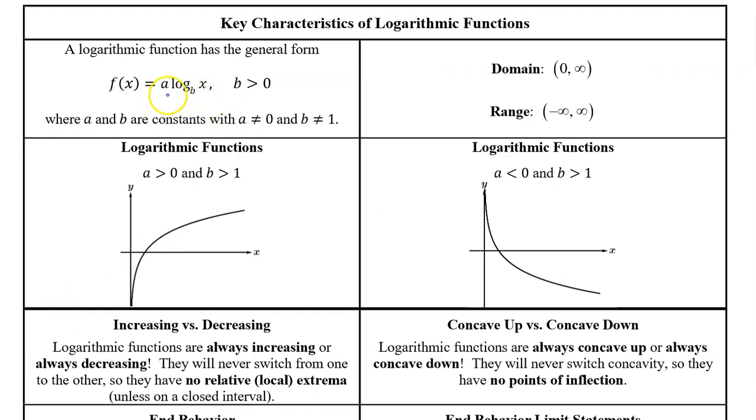Here's the general form of a logarithmic function. B has to be greater than 0 and it cannot equal 1. A cannot equal 0. Otherwise, we would have nothing.